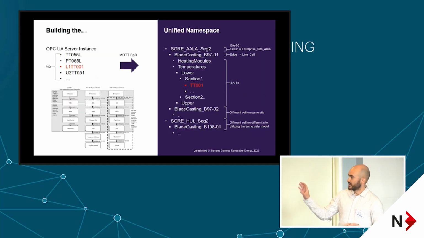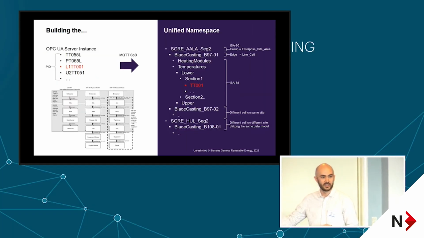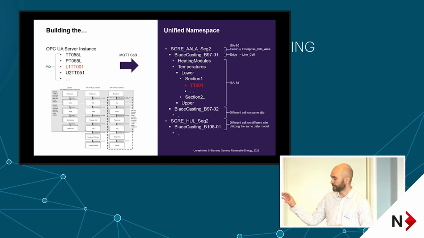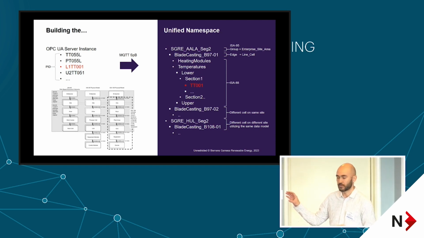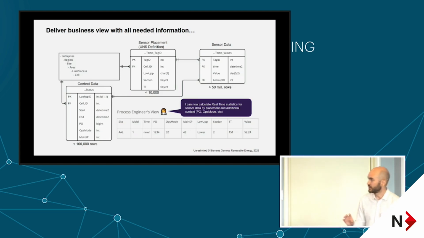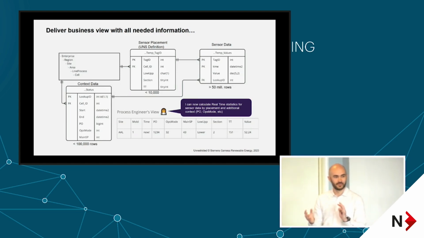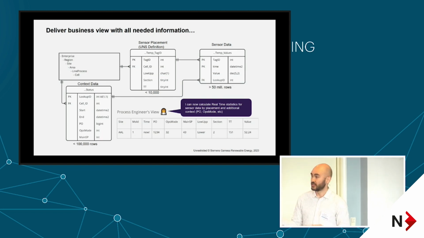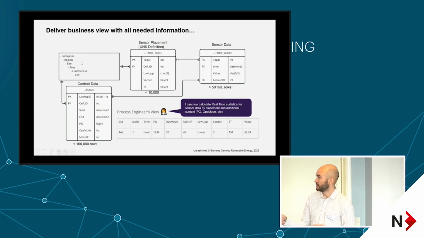So once you have landed your data in the unified namespace, it's time to build the data pipeline. And before we do that, we just need to define our schema. First of all, we have the ISA-95 model defined again in normalized tables in SQL.